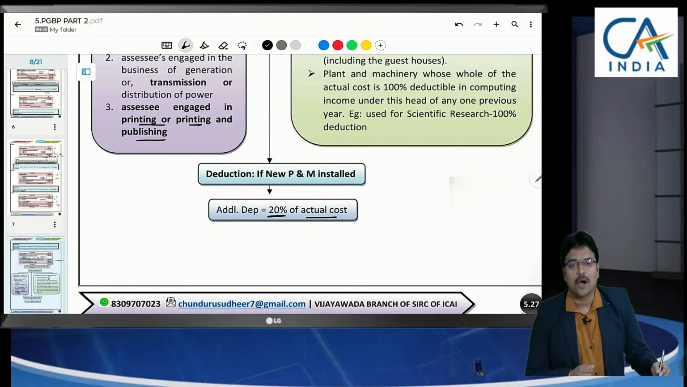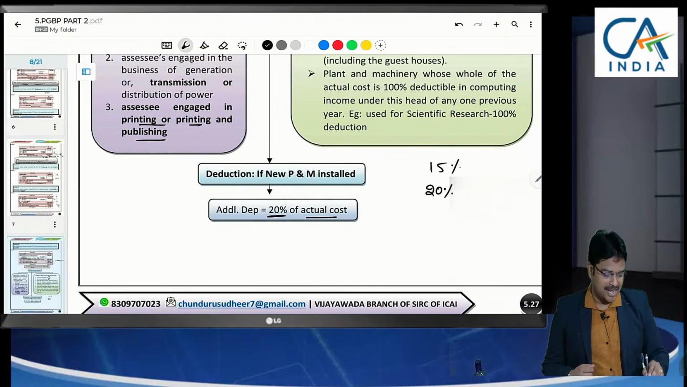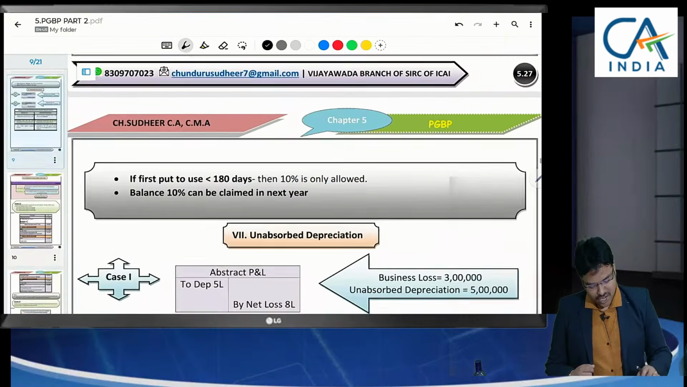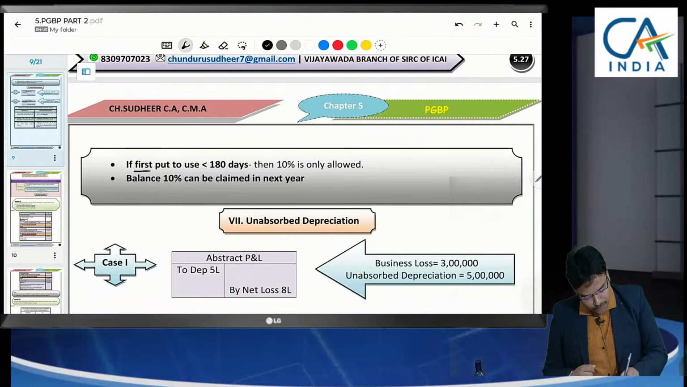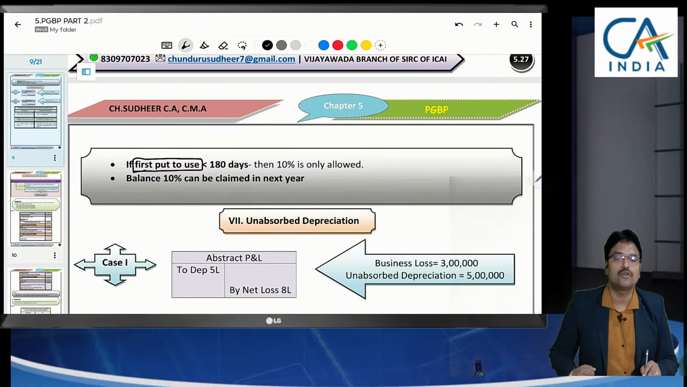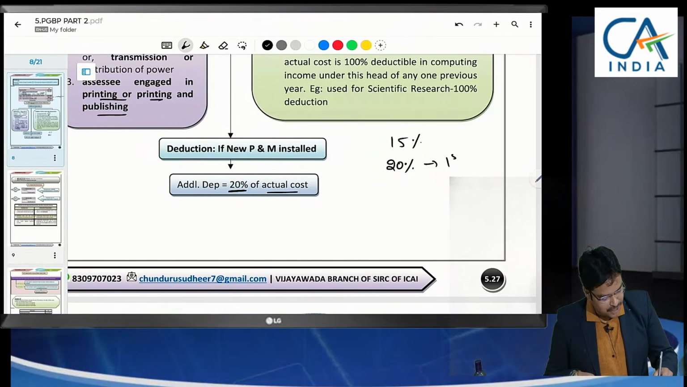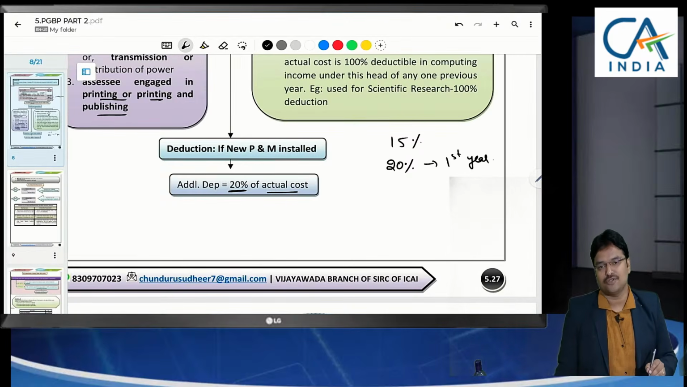But the important thing here is, normally on plant and machinery 15% is eligible. Along with this 20% additional depreciation can also be claimed only on a condition that you have to first put to use. You have to first, what you need to do first? You need to put to use. That one also, this deduction is available in first year only. In second year, it was already been first put to use. Second year onwards, you can't claim depreciation.